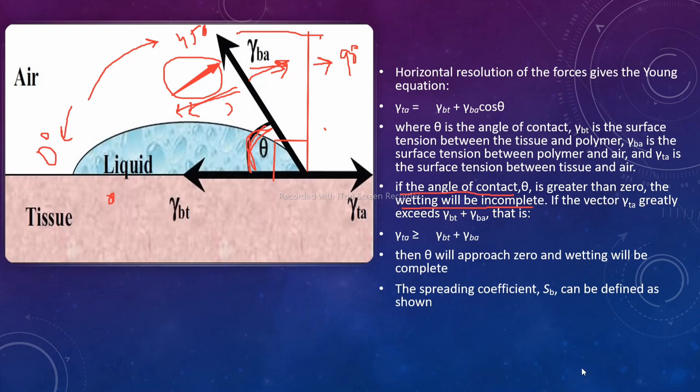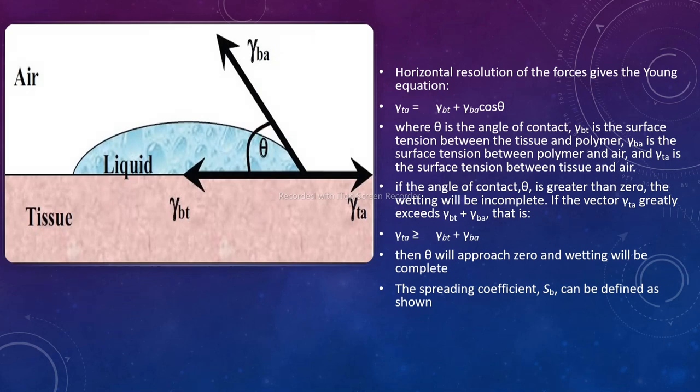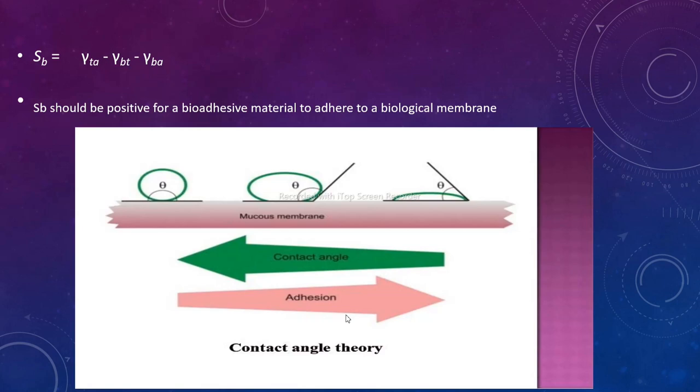Now this one more diagram I'll show you. See this, what this line says, that then theta will approach 0 and wetting will be complete. So when your angle goes to 0 degree, then it is said that wetting is completed. As wetting is completed, that clearly shows that the adhesion is more. That proves this wetting theory with the mechanism of action. How this theory is proving the mechanism: it is going to wet more, and with the contact angle, as much as the contact angle is, that much will be the wetting, that much will be the spreading, and that much will be the adhesion.